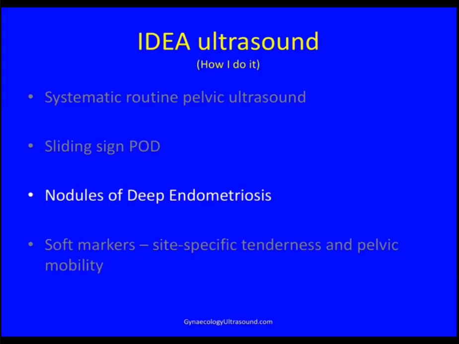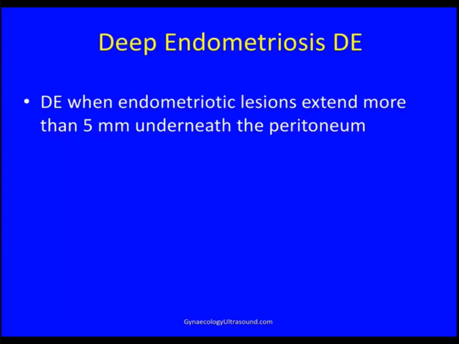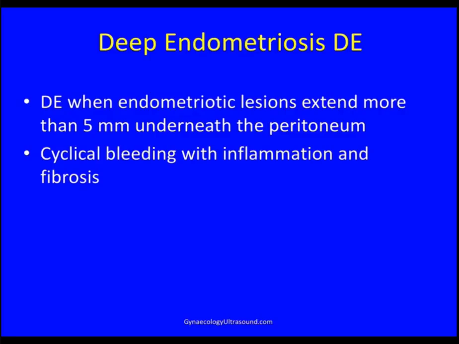So we've done a routine scan and we've done the sliding sign. Now we're specifically going to look for nodules of deep endometriosis. The definition of deep endometriosis is when the lesions extend for more than 5 millimeters underneath the peritoneum.